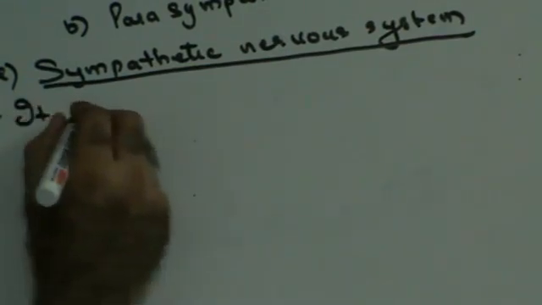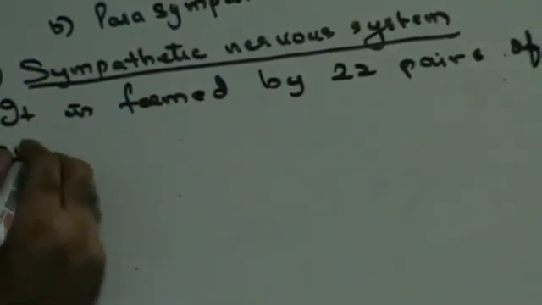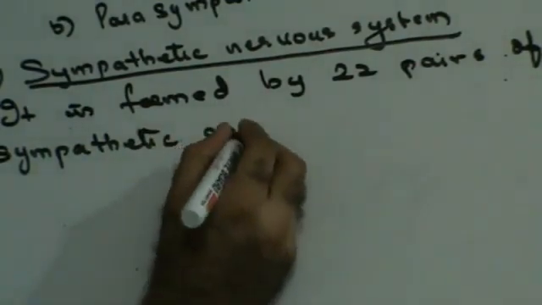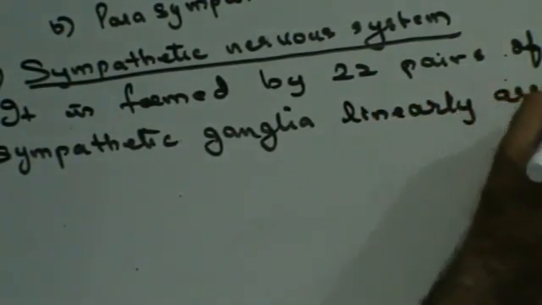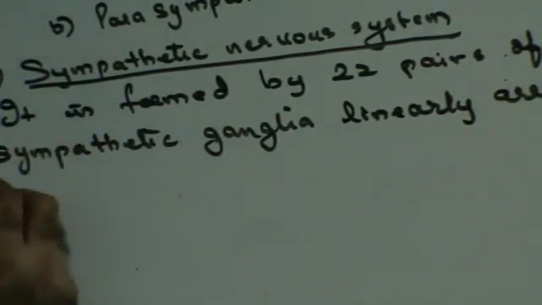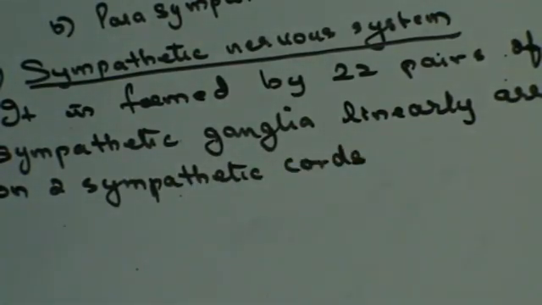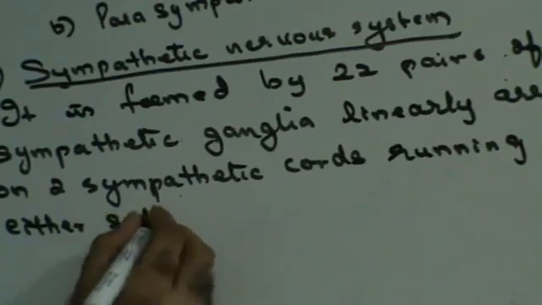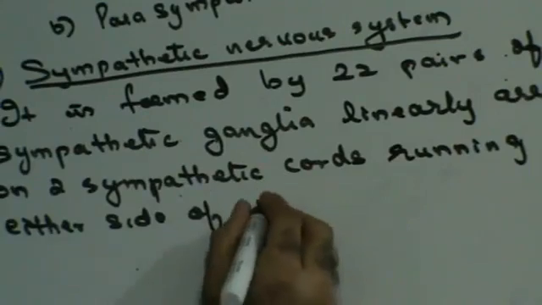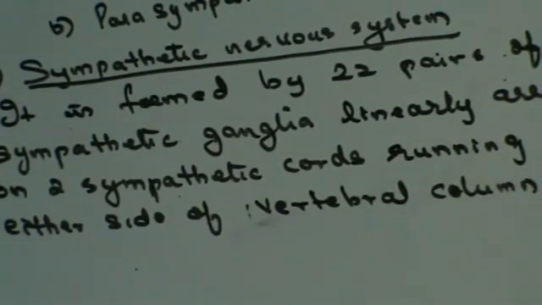So it is formed by 22 pairs of sympathetic ganglia linearly arranged on two sympathetic cords running on either side of the vertebral column. Right, that is the sympathetic nervous system.